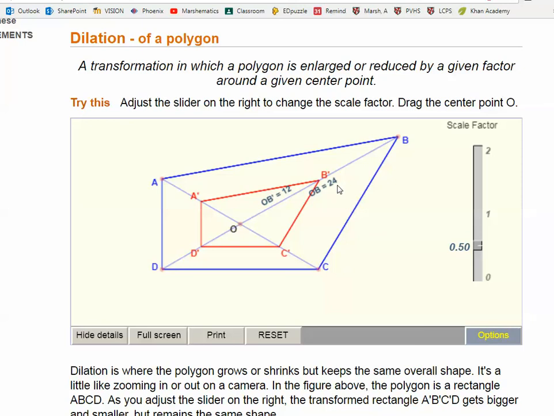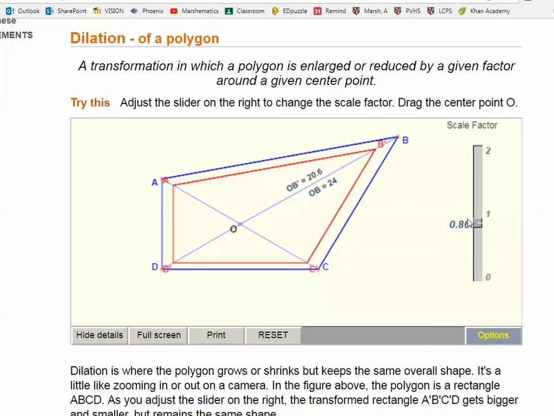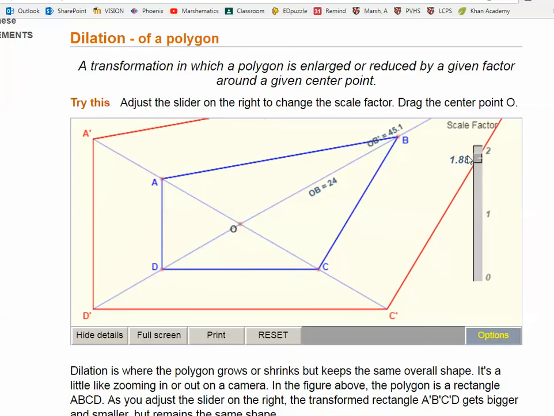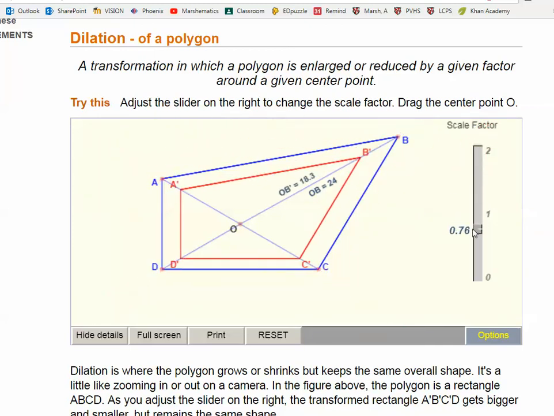See, this length is 24, and now this length of the image is 12, half as big. I can reduce the scale factor even more, or I could increase the scale factor again and now make the image twice as big. That's a dilation.